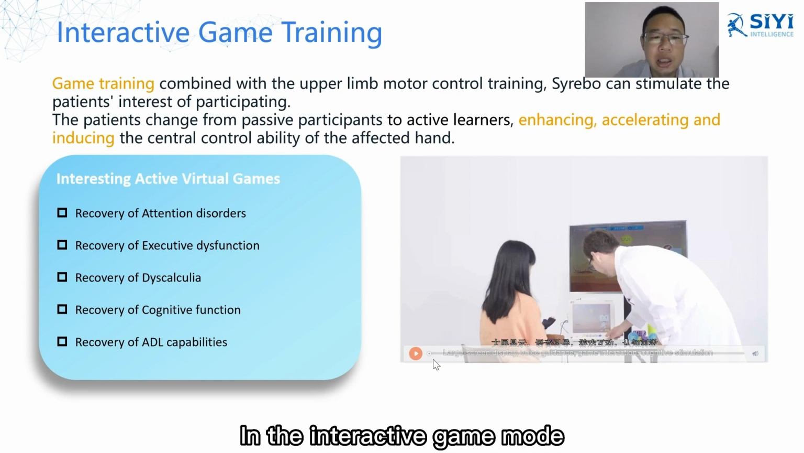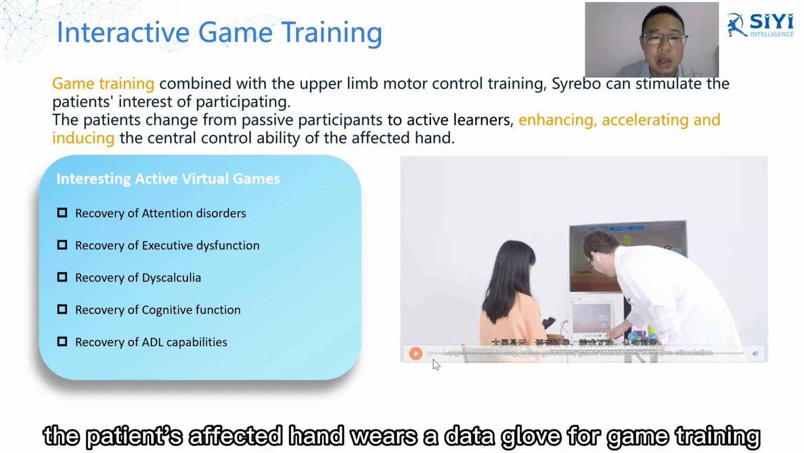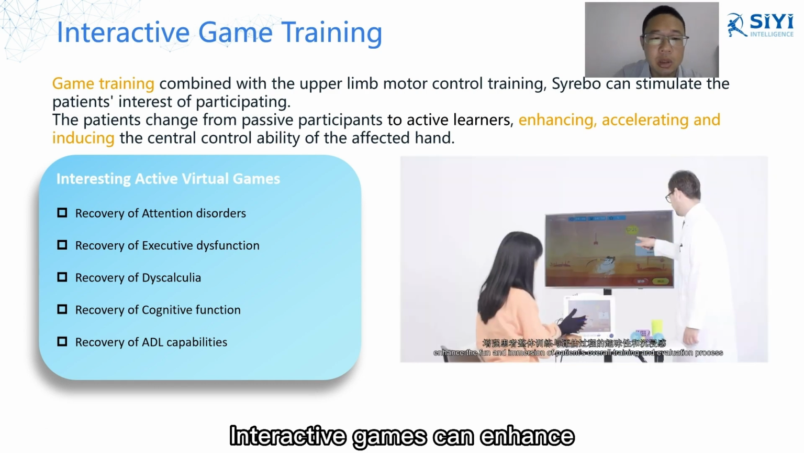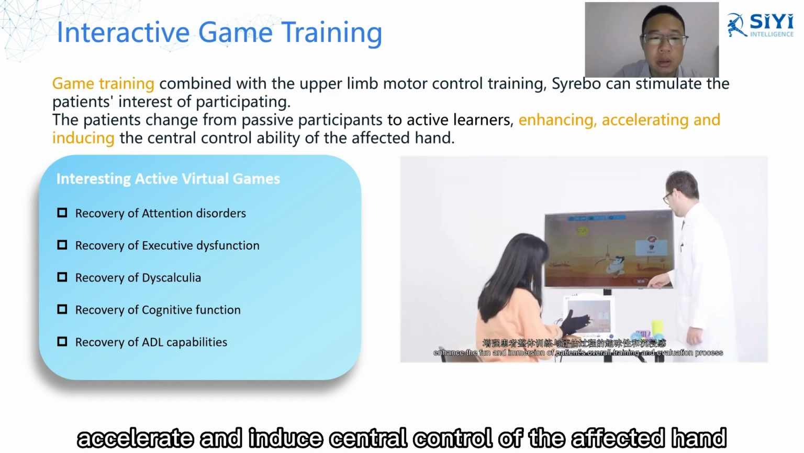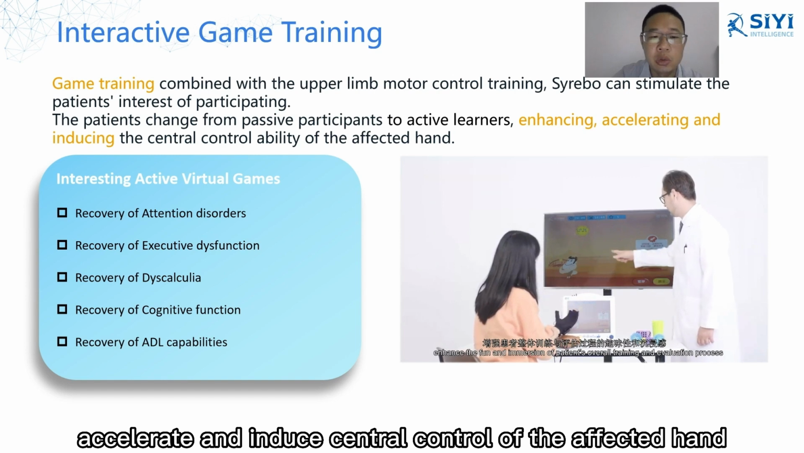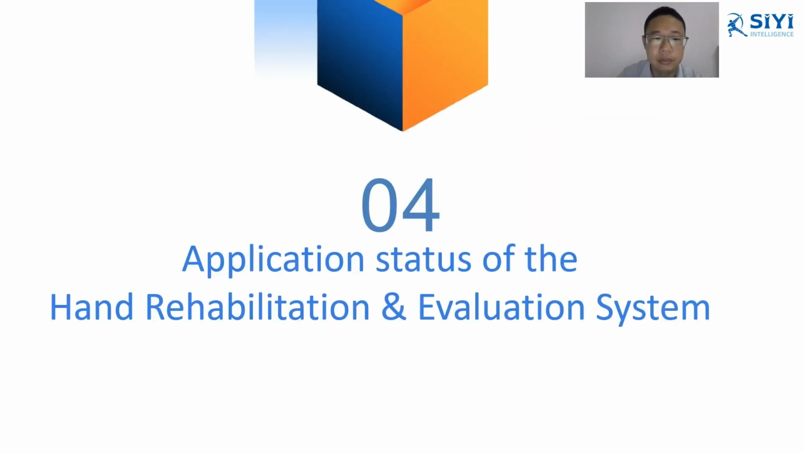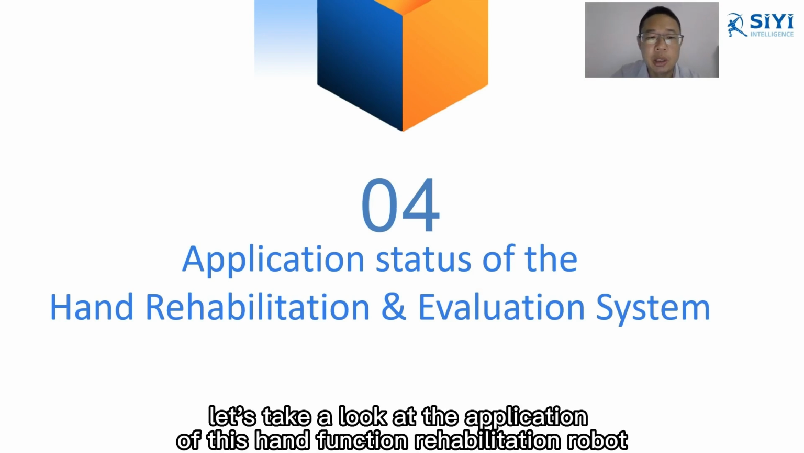In the interactive game mode, the patient's affected hand wears a data glove for game training. Interactive games can enhance, accelerate, and induce central control of the affected hand. In the last part, let's take a look at the application of this hand function rehabilitation robot.